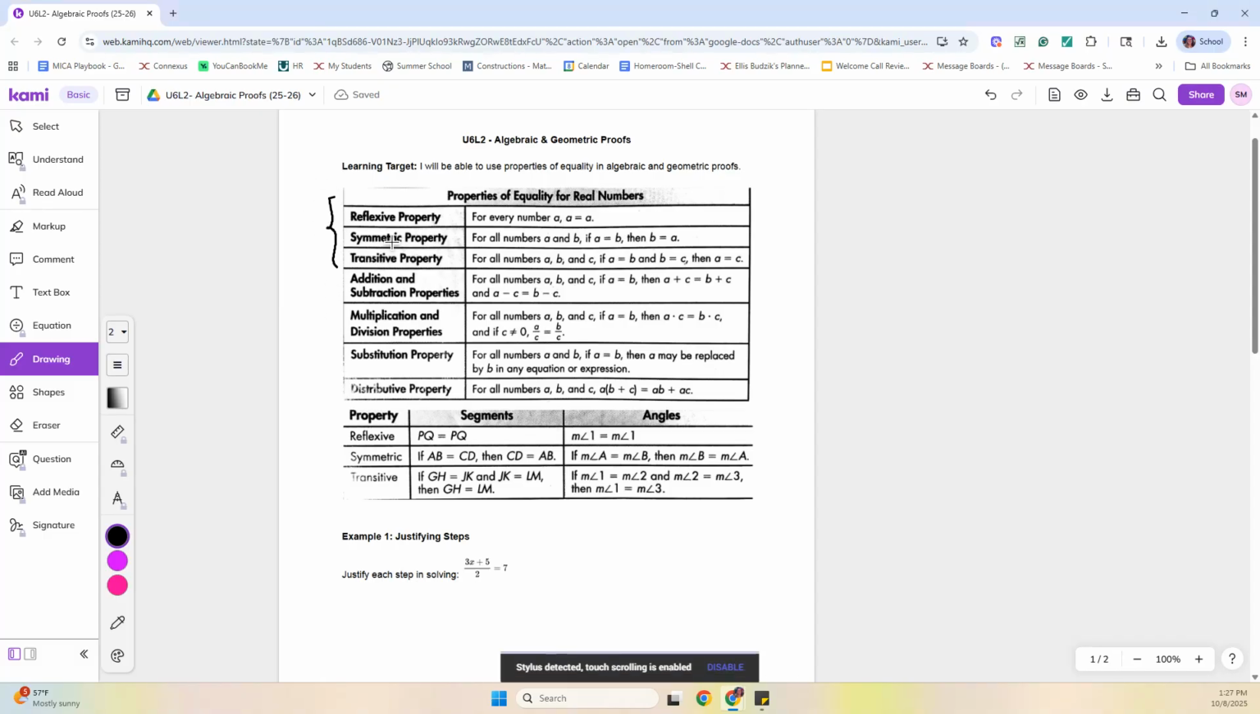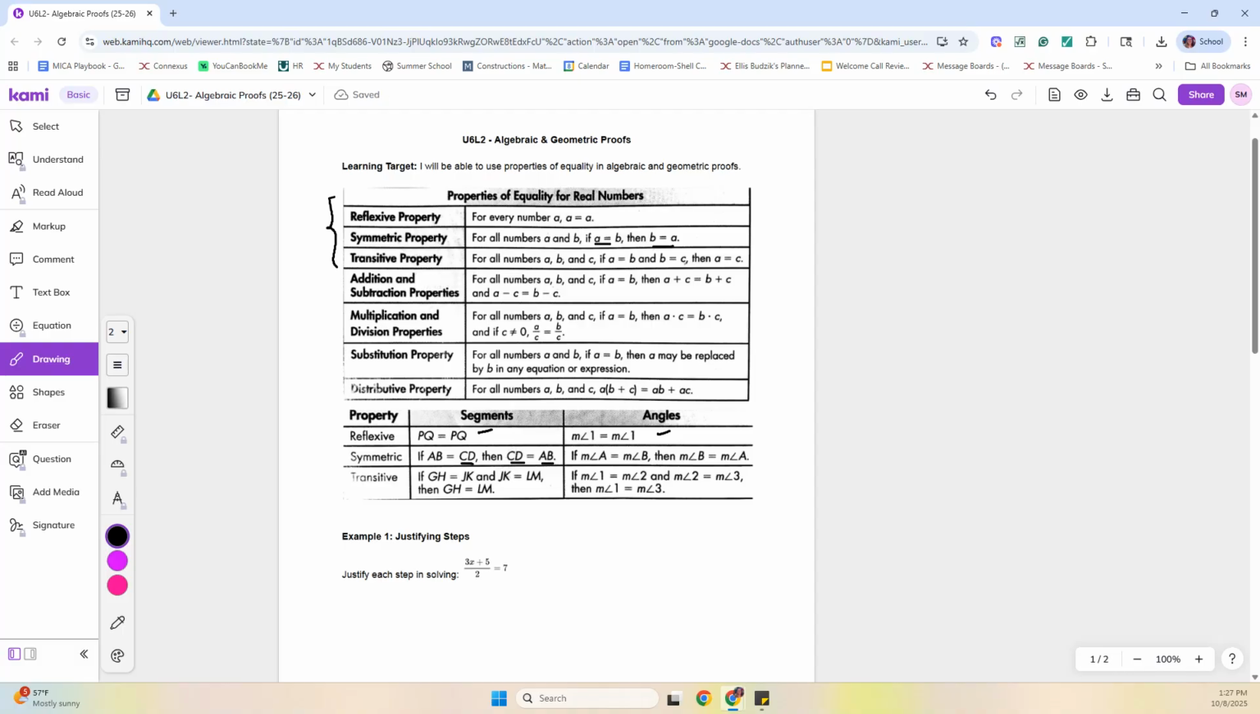With the reflexive property, like I said, it's like looking in a mirror, you're looking at yourself. So A equals A, PQ equals PQ, angle 1 equals angle 1. Same thing on each side. Symmetric is when we can switch the order. For all numbers A and B, if A equals B, then I can switch it and say B equals A. Or if AB equals CD, then CD equals AB. You can switch that order.